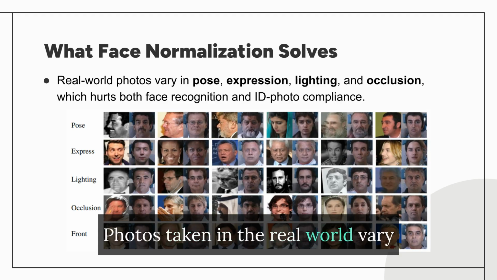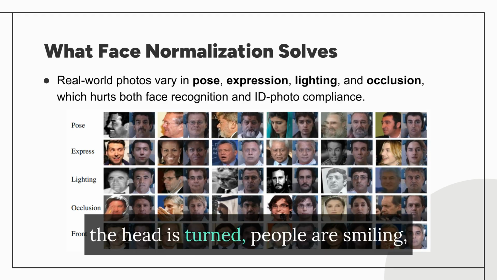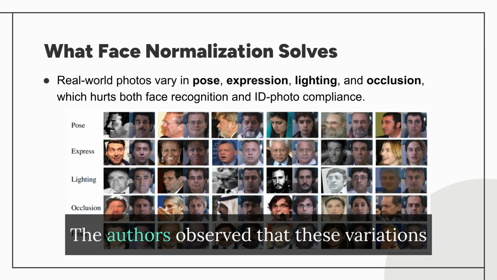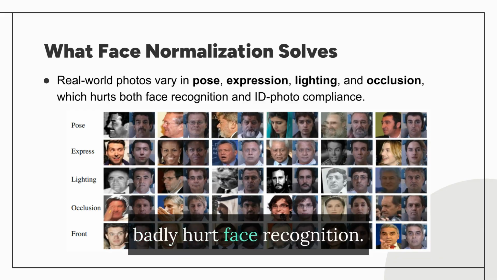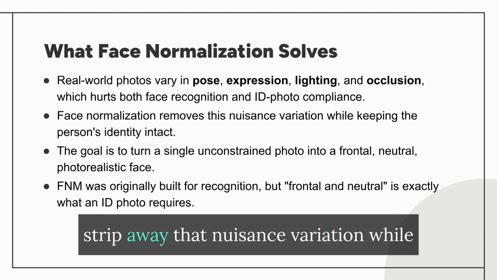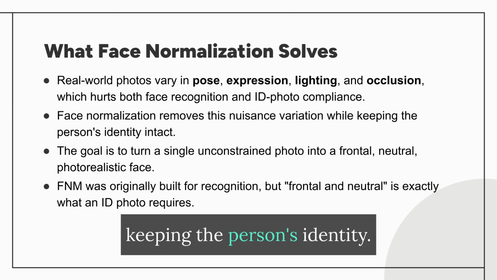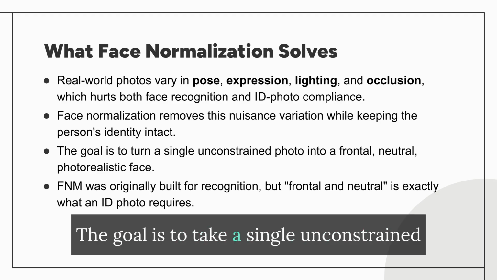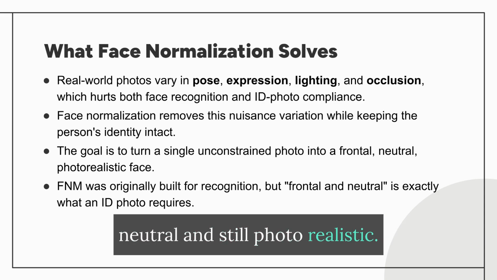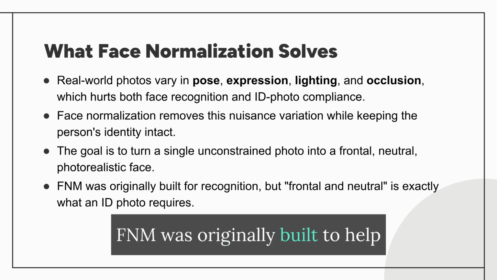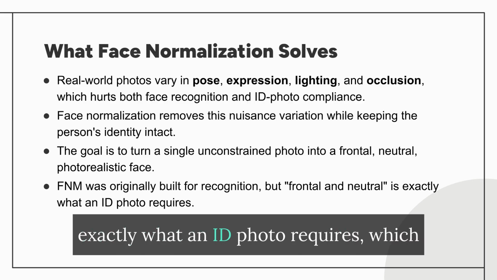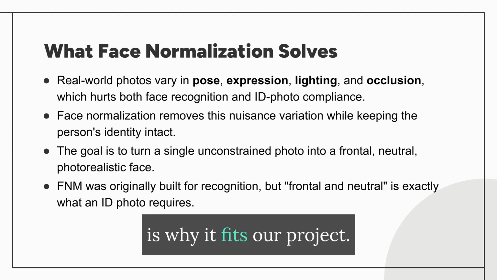Photos taken in the real world vary enormously. The head is turned, people are smiling, lighting is uneven, parts of the face are blocked. The authors observed that these variations badly hurt face recognition. Their idea was face normalization: strip away that nuisance variation while keeping the person's identity. The goal is to take a single unconstrained photo and output a face that's frontal, neutral, and still photorealistic. FNM was originally built to help recognition, but frontal and neutral is exactly what an ID photo requires, which is why it fits our project.